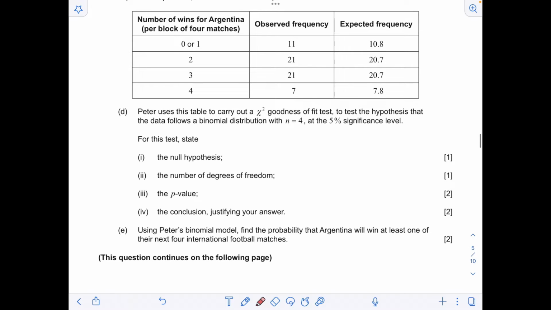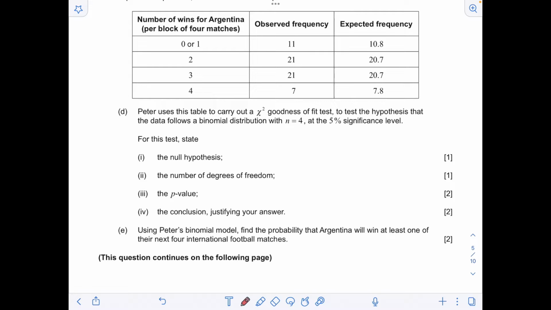Okay, so Peter uses this table to carry out a chi-squared goodness of fit test, to test the hypothesis that the data follows a binomial distribution with n equal 4, at a 5% significance level. So state the null hypothesis. A chi-squared goodness of fit test is asking, does the data have the distribution that I think it does?